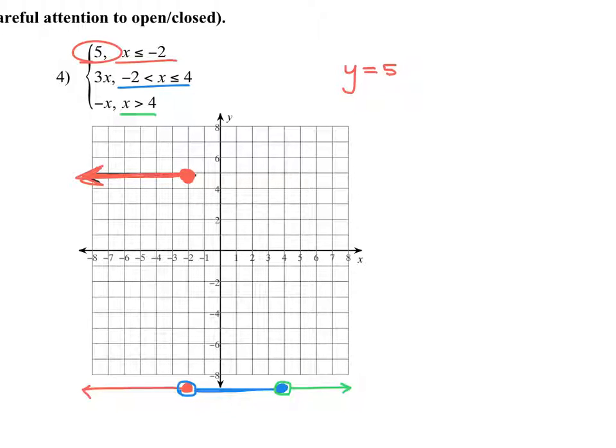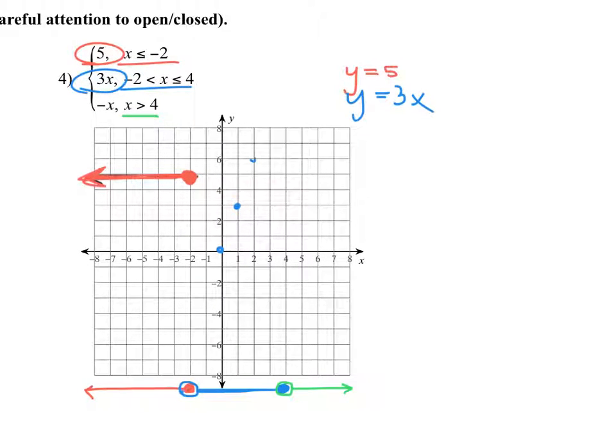Okay, my second equation for blue is y equals 3x. That's like y equals 3x plus 0, so I start at 0 and I go up 3 and to the right 1, up 3 to the right 1, down 3 to the left 1.